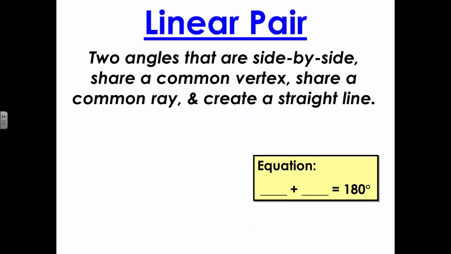Write this down. A linear pair are 2 angles that are side by side. They share a common vertex, a common ray, and create a straight line. When seeing problems that are linear pairs, the equation that we will use is adding the 2 angles together and setting them equal to 180. Let's look at some examples.